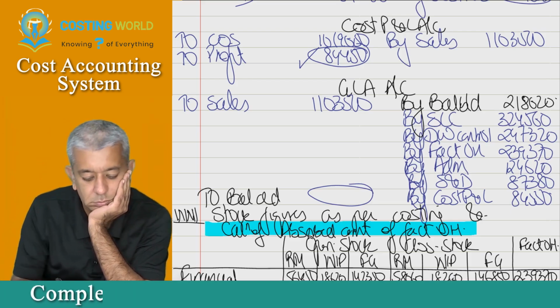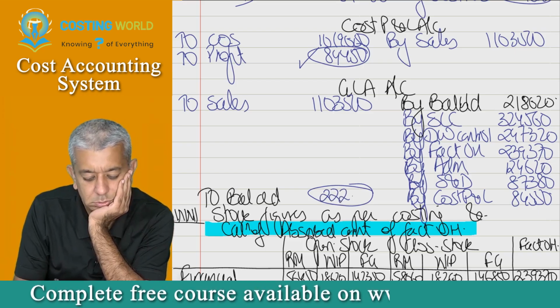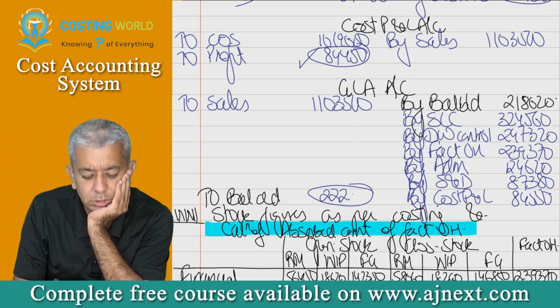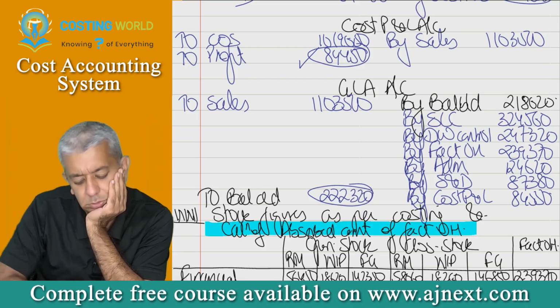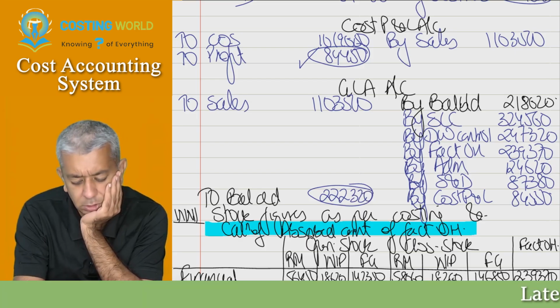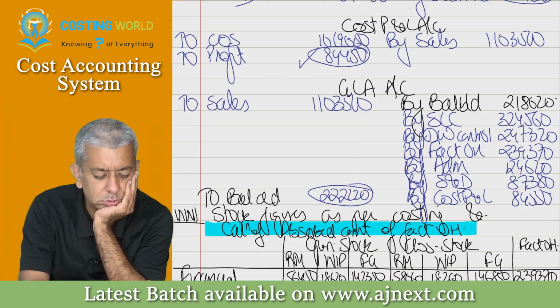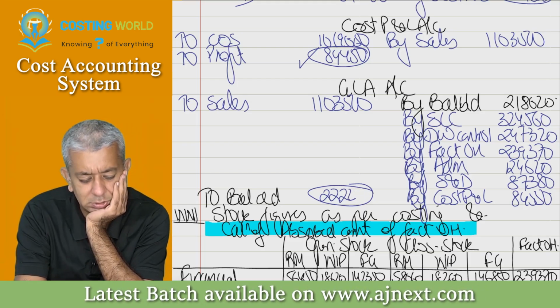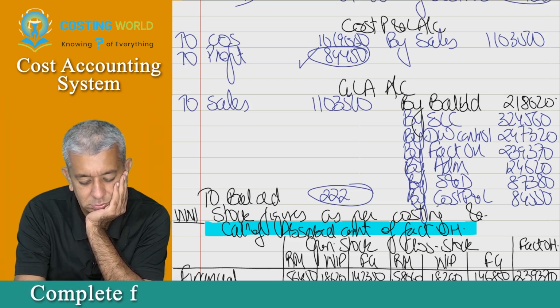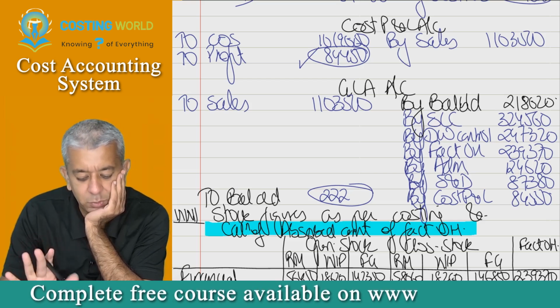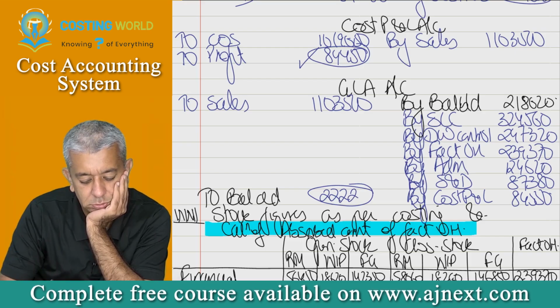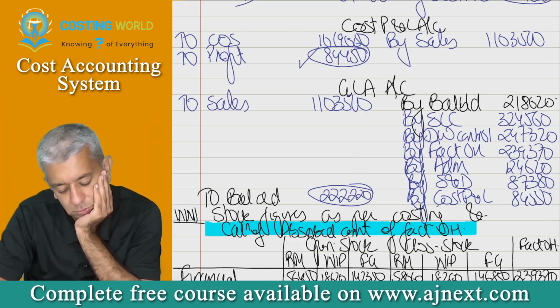Triple 2,220. 320, sorry, 220. What is the answer? 220 is equal, sir. 5 times 2 and 0. Okay.